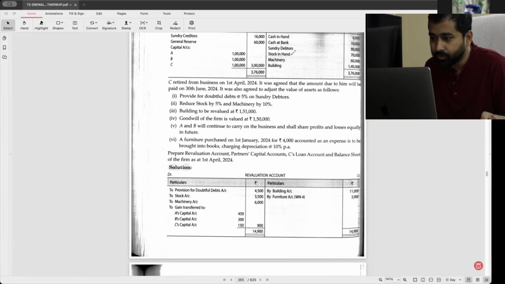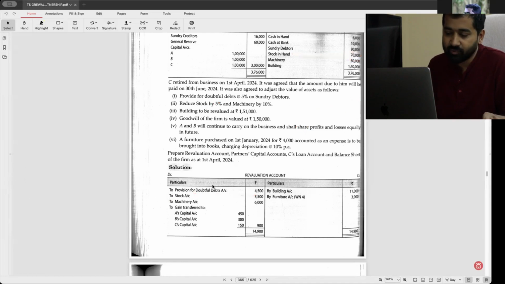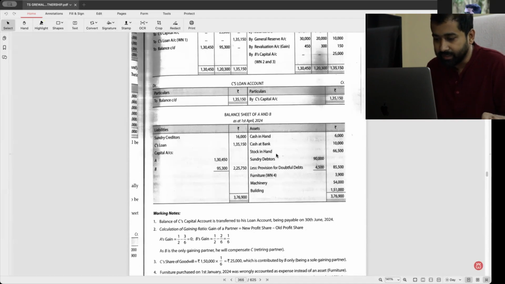So stock in hand is 70,000 and 5% of stock is reduced, so 3,500. You could find out 70,000, 10% is 7,000, so 5% definitely is 3,500. Now again, exactly the same way, we are moving to the new balance sheet. Here I have written stock in hand after subtracting 3,500, so 66,500 in the new balance sheet present value.